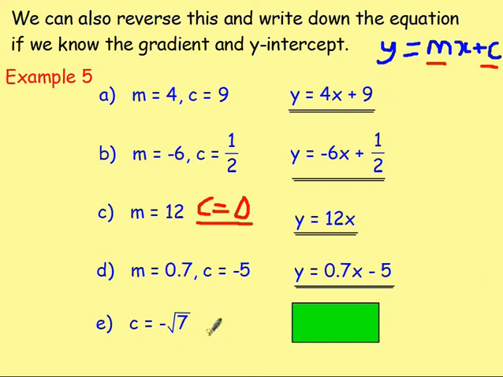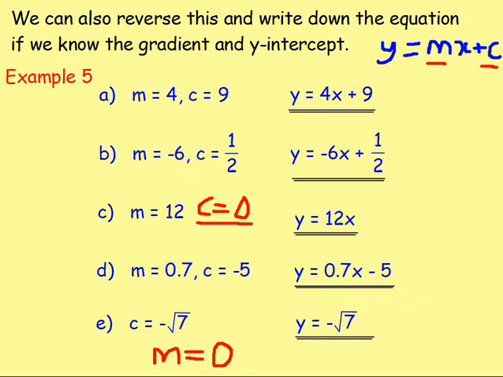So there is no mention of the gradient here. So if there's no mention of the gradient, what do you imagine the gradient to be? Zero. Brilliant. You just imagine that as zero. Therefore, this shows you what x is multiplied by. And if you multiply x by zero, you will get zero. Which means you don't need to write it. So you would just have y equals, would have zero x. Don't bother writing that. But what's the y-intercept? Negative root 7. So you just write negative root 7. Did you do well with that? Yeah.